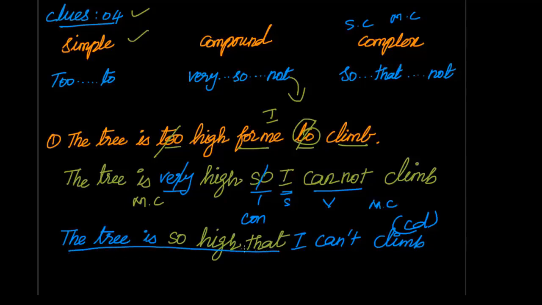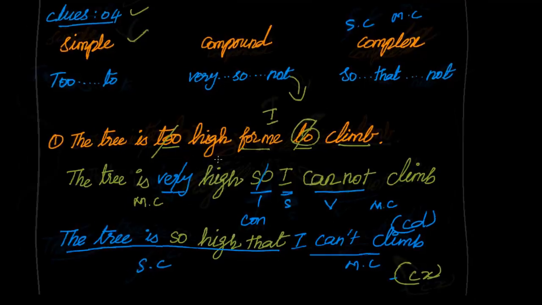Because of the highest tree, I can't climb. It is a complete meaning. That is why it is a main class. "The tree is so high that" needs another sentence to complete its meaning. That is why it is a subordinate class. So we find one subordinate and one main class, meaning it is called a complex sentence. So just recall these three sentences and how the form is changed. Then you could understand very easily.